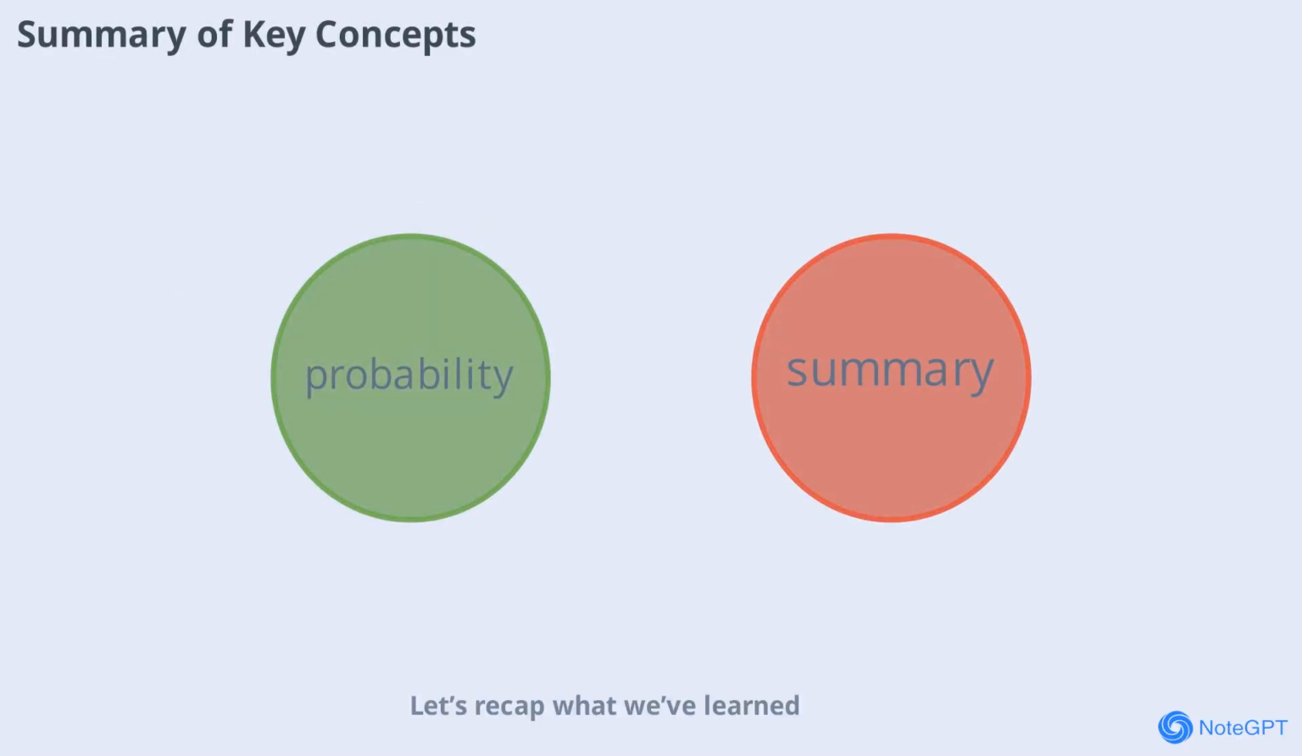Let's recap what we've learned. Probability is the study of chance and uncertainty. We've explored key terms like events, outcomes, and sample space and learned how to calculate probabilities. We've seen how probability applies to games, science, finance, and everyday life. By understanding probability, we can make smarter decisions and better manage risk.